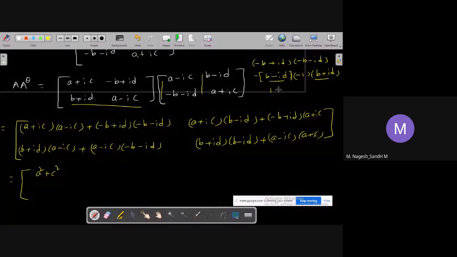Can anyone say what that value is? b square plus d square. So simply b square plus d square. If you don't know, you can do manual multiplication also.